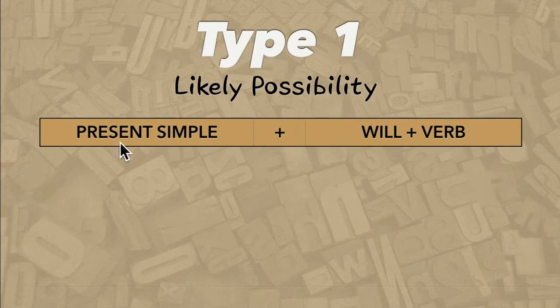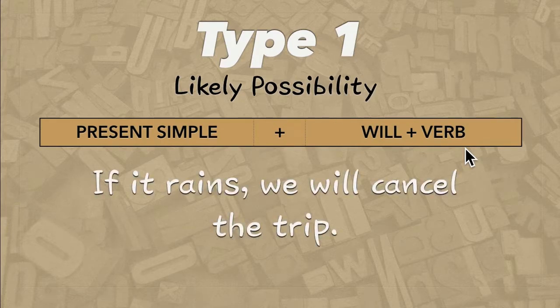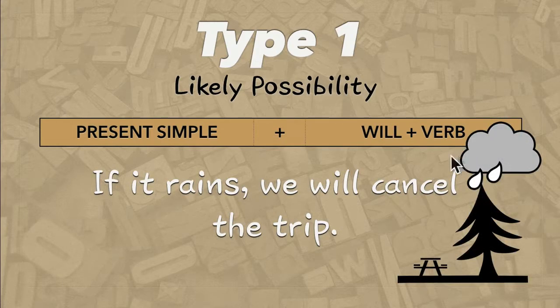Type 1, likely possibility. Here the equation is present simple plus will verb. For example, if it rains, we will cancel the trip. Present simple is just rains. Will verb, will cancel. If it rains, we will cancel the trip.